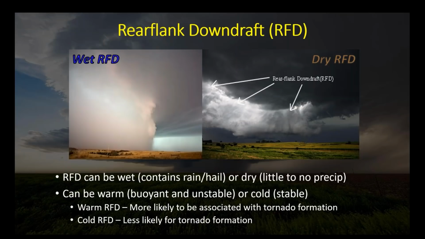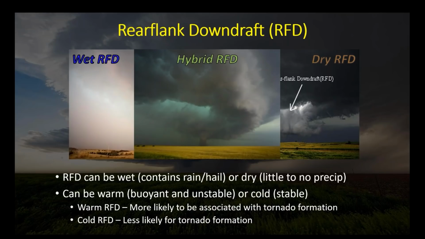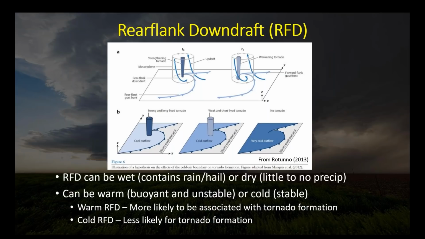Now, an RFD can be wet or dry, or in many cases, a hybrid between the two. When it comes to the development of tornadoes, the temperature and the associated buoyancy, as Phil was talking about, of the RFD has been found to be important to take into account. All things equal, if an RFD is relatively warm, buoyant, and unstable, that supercell would be more favorable to produce a tornado than a supercell with a cold, stable RFD.